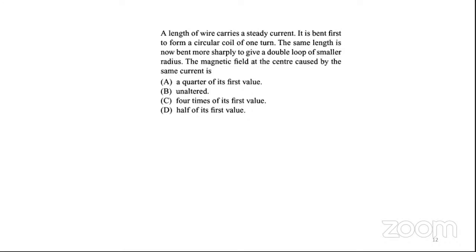A length of wire carries a steady current. It is bent first to form a circular coil of one turn, then it is bent more sharply to give a double loop of smaller radius. Then the magnetic field at the center is what compared to the first case.